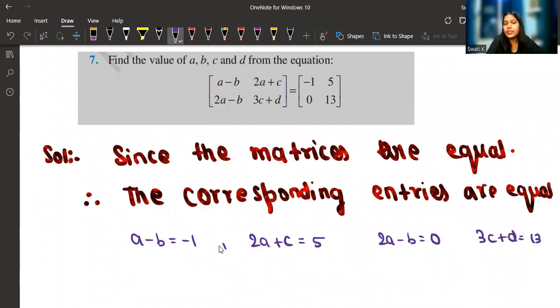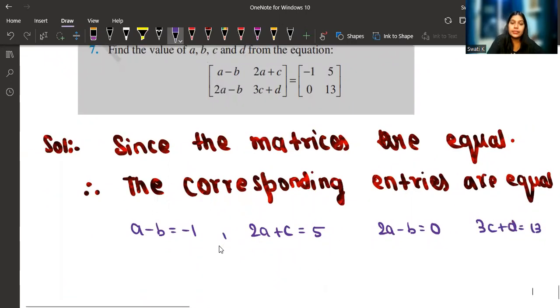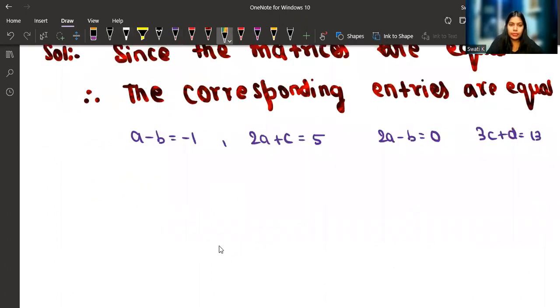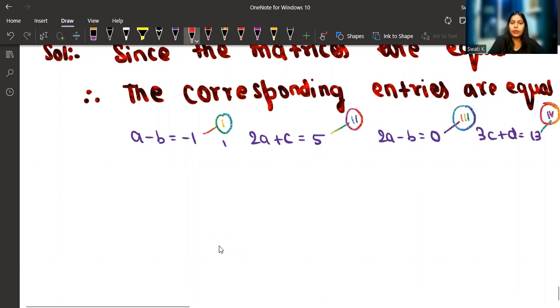Now, if you have such kind of equations, it's best to give a name to these equations first. So let me put this as 1, let me put this as 2, let me put this as 3, and let me put this as 4, right? So we need to find the value of A, B, C, and D, all right? So from 3, I can clearly see that 2A equals 0 plus B, that is B. So the value of B is 2A, right?